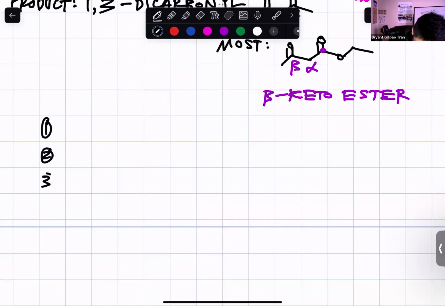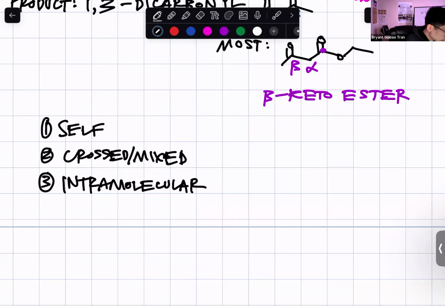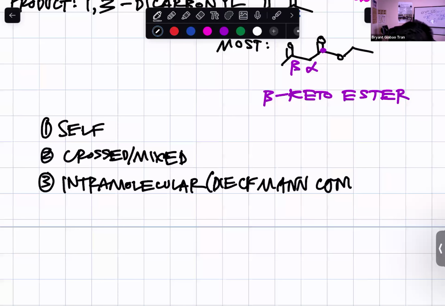So there are 3 types of Claisen that you can have. You can have a self Claisen, a crossed or mixed Claisen, and you can have an intramolecular Claisen. And there's a specific name for the intramolecular Claisen condensation reaction, and that is the Dieckmann condensation. It's just a name for the intramolecular Claisen condensation.